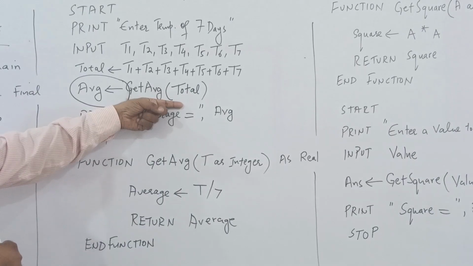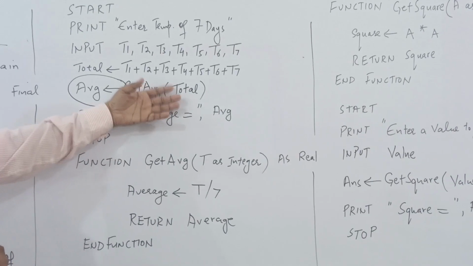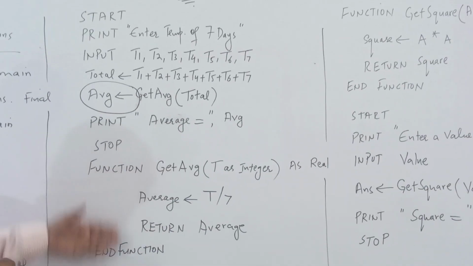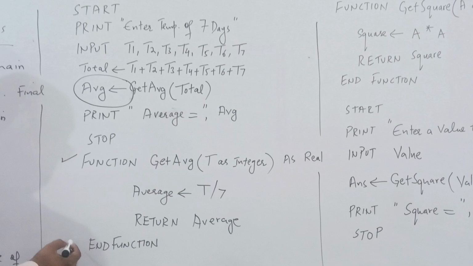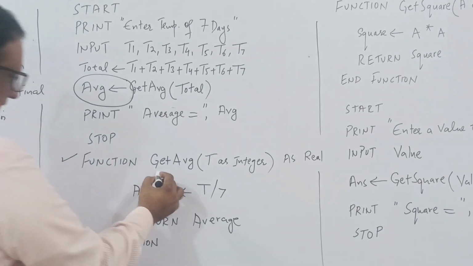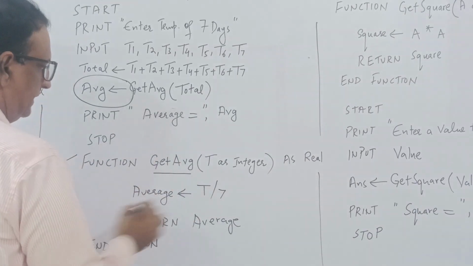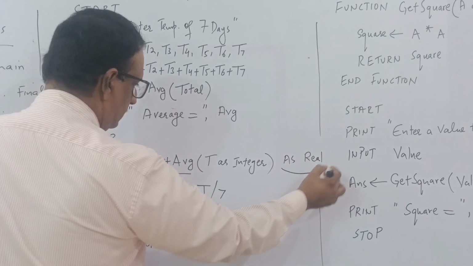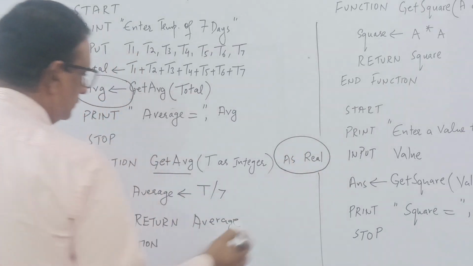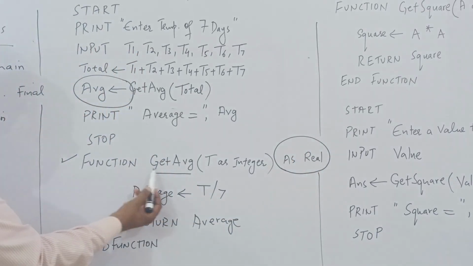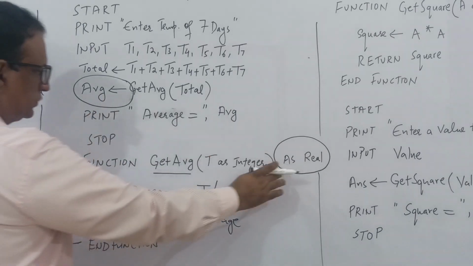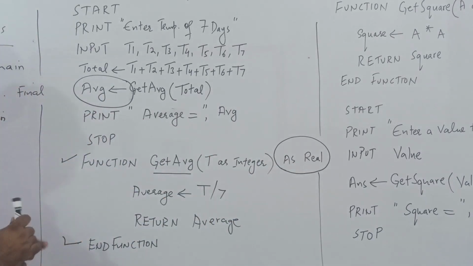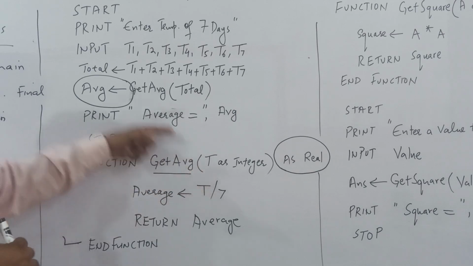This is similar to the second type of the functions. And then this function starts working. This is the function and this is the end function. The name of the function is getAverage, and let's ignore it for the next minute or so. Function getAverage t as integer. If you ignore these two circles, it is similar to the second type of the function.